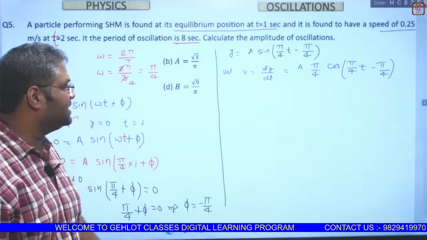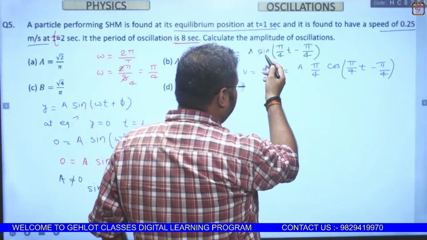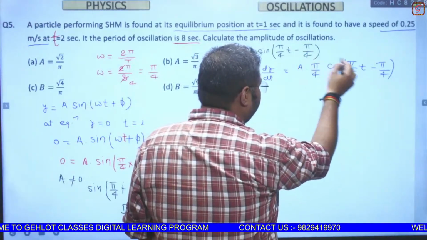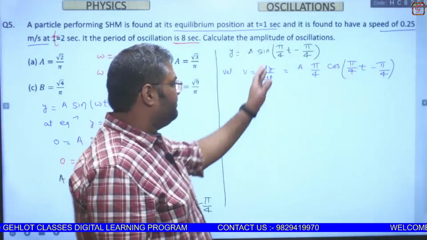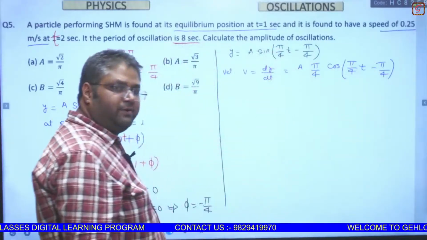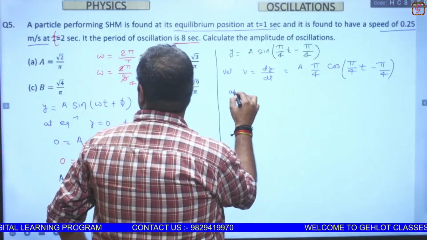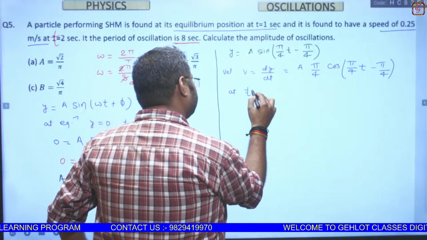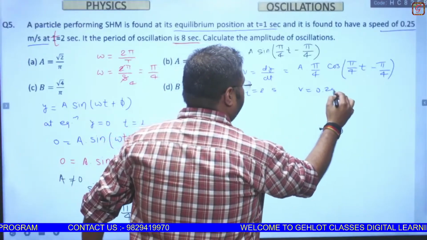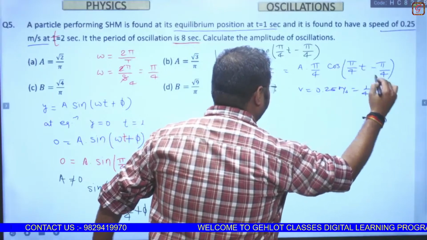See, I have differentiated the term. The a will be constant. The differentiation of sine will become cos, and pi by 4 into t minus pi by 4 is written as the angle. And now if we differentiate the angle inside, the differentiation of pi by 4 into t will become pi by 4. Now substitute the value at t equal to 2 seconds, v is equal to 0.25 meter per second. We can rewrite it as 1 by 4 meter per second.